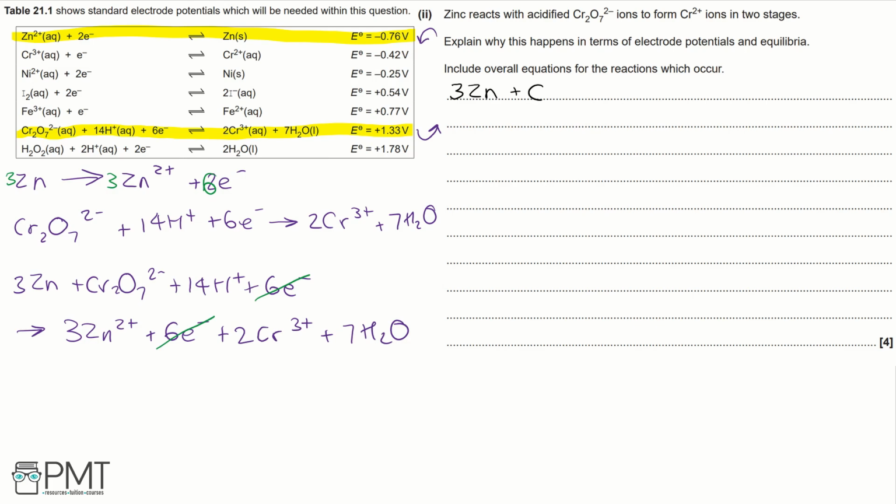3Zn plus Cr2O7 2- plus 14H+ goes to 3Zn2+ plus 2Cr3+ plus 7 H2O. In the next stage, we're going to react zinc with chromium 3+ and use this electrode potential which I have just highlighted. Like for stage 1, we need to identify the most positive and most negative electrode potentials.